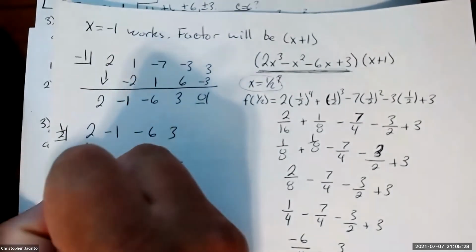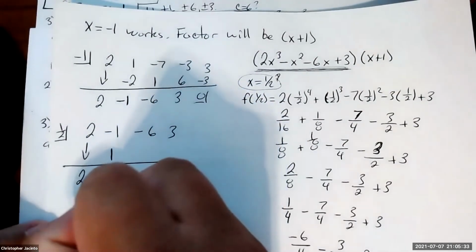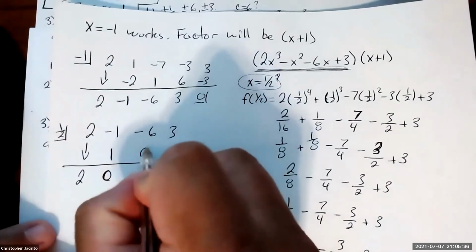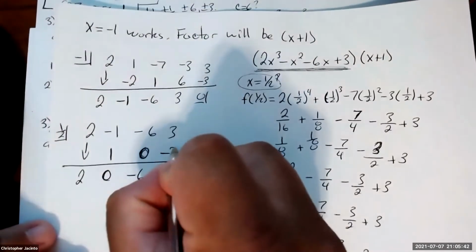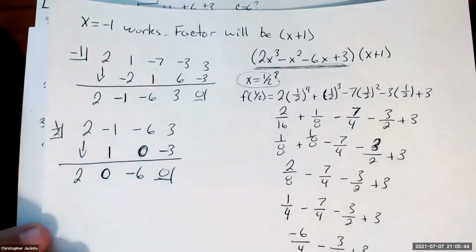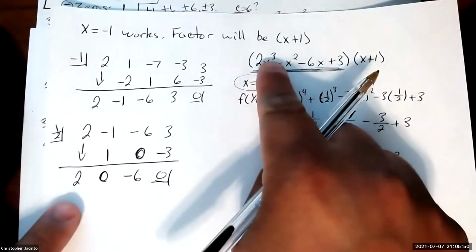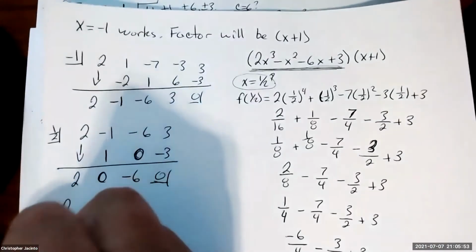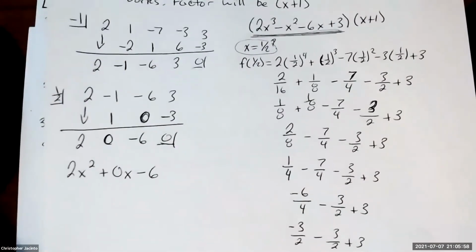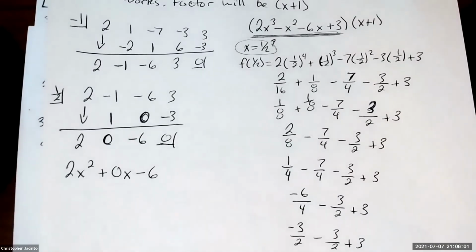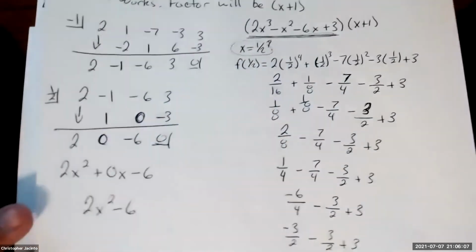So bring the first one down, multiply, that gives you 1. Adding, that gives you 0. Multiply gives you 0. Add gives you that. Multiply gives you this. And we get the 0 we want, right? Okay, so now what do we start? We start with third. So with x squared. So this is going to be 2x squared plus 0x minus 6. Or in other words, just 2x squared minus 6, right? Because 0 just goes away.